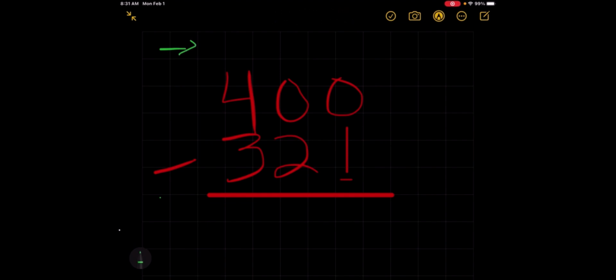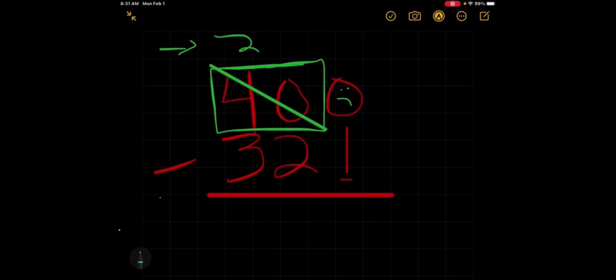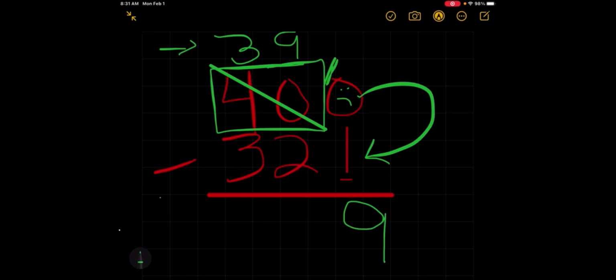0 minus 1. I can't do that. So he really is sad. He does have to get $1. And I am going to go to the bank this time and borrow $1 and make him 39. And there's my extra $1 there. 10. Take away 1 is 9. All right, so far so good. Hey, the rest is easy.